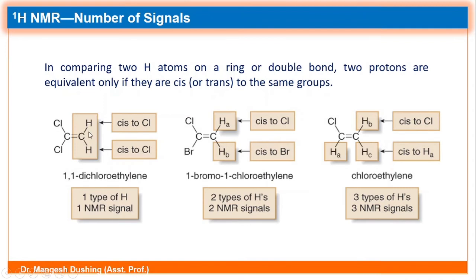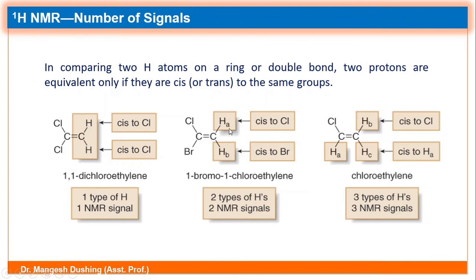So the chemical environment of these 2 protons is the same. So what will happen? These 2 protons give us only one signal. So there is only one type of proton and it will give you only one signal, because one is cis to chlorine, one is trans to chlorine. This proton also has a cis chlorine as well as a trans chlorine. So the chemical environment is the same, the electronic environment is the same. So these 2 protons are only one type, that is HA, and will give you only one NMR signal in the NMR spectrum.